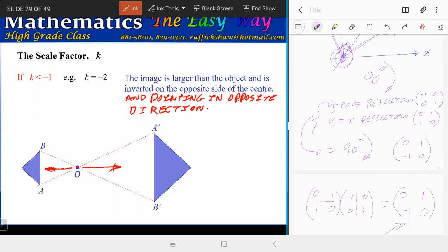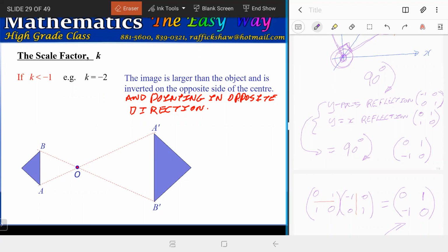So when the center is between them, the scale factor is negative, guys, negative. Everybody paying attention to these things. Very easy to know when the scale factor is negative: when they're pointing in the opposite direction. The value 2 is what makes it twice as large, right?